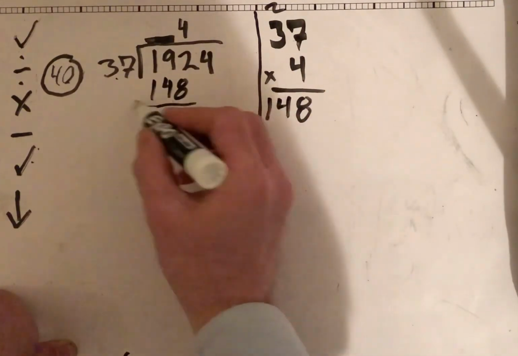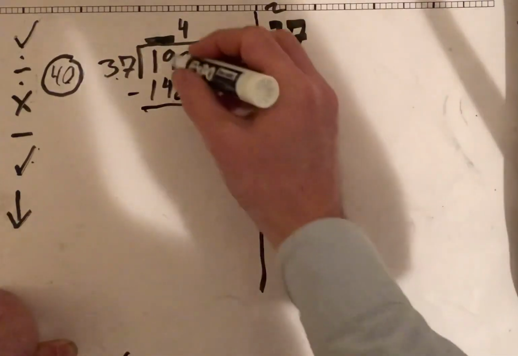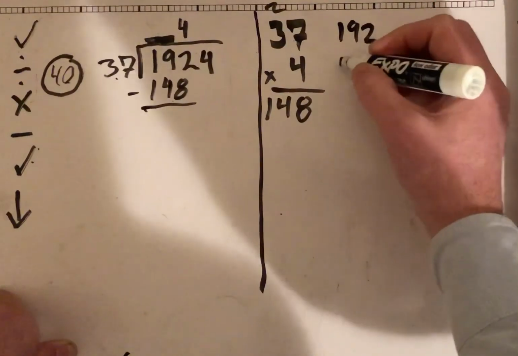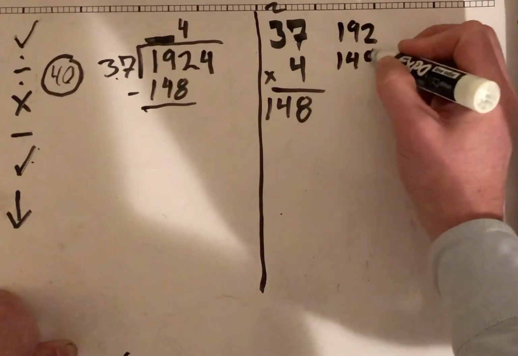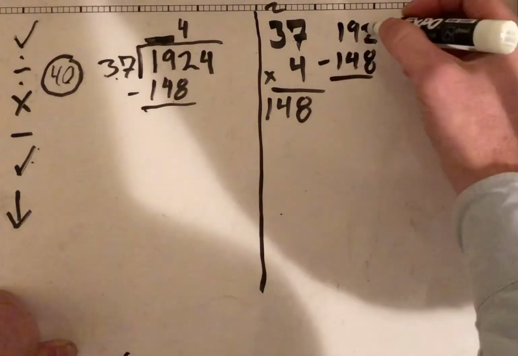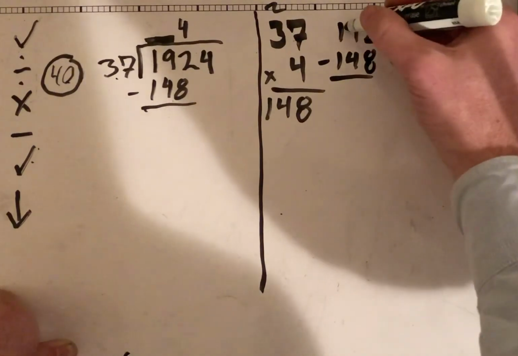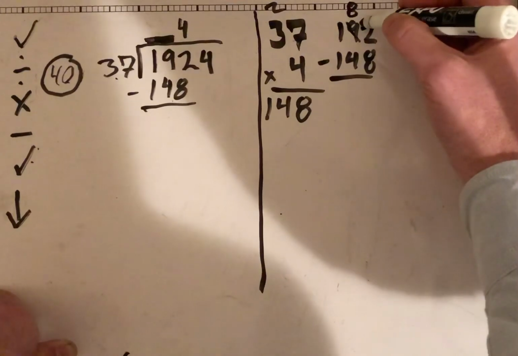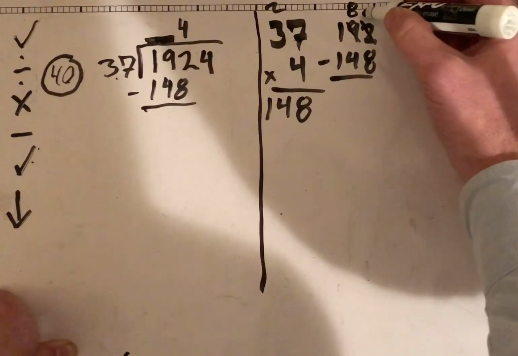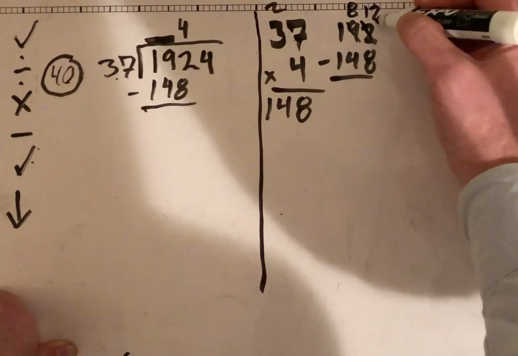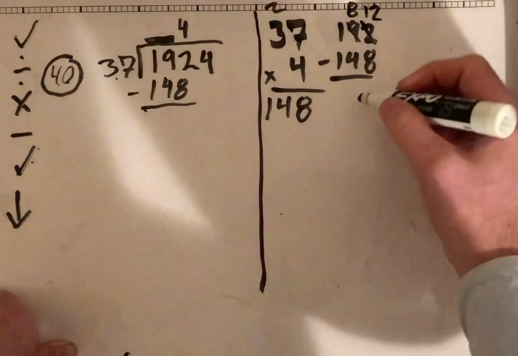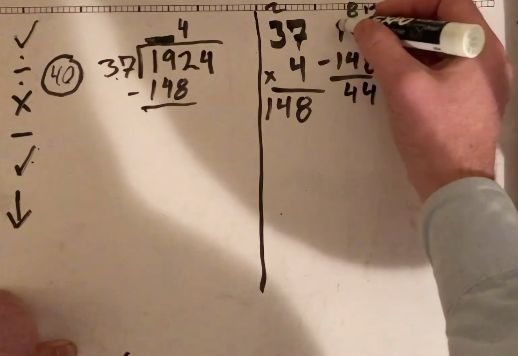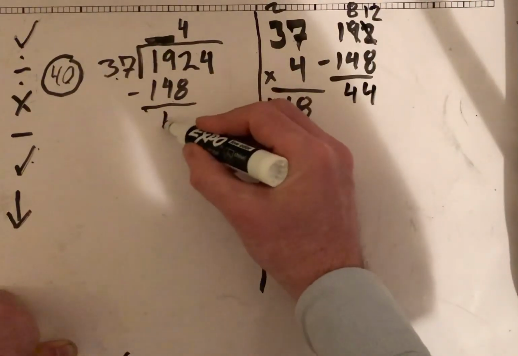And I'm going to subtract. And I didn't give myself much space to regroup, so I'm going to actually do that in my work section as well. 192 minus 148. I can't take 8 out of 2, so I am going to regroup. This 90 is going to become 80 plus 10, and 2 plus 10 is 12. 12 minus 8 is 4. 8 minus 4 is 4. 1 minus 1 is 0, and I've got 44.